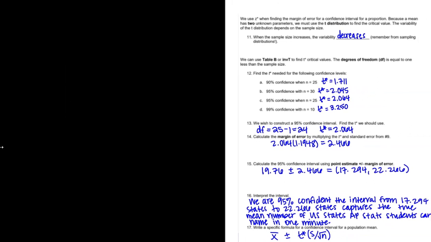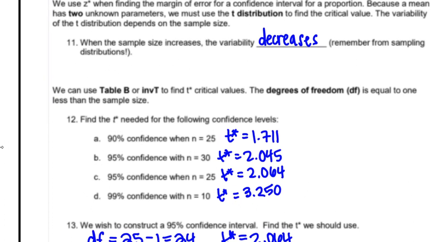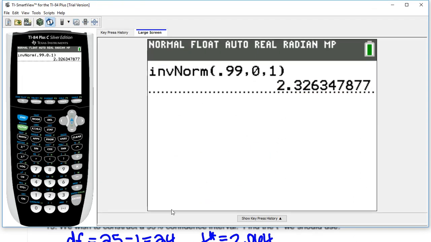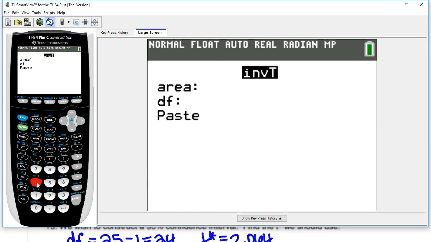Now let's do our statistical work and summary sentence. So first, a little bit of info about the t-distribution. We should know, as n increases, the variability decreases. And your sample size doesn't matter for the normal distribution, but it will matter for the t. We use table B or inverse t to find it. So with inverse t, that's going to be second vars 4. And so I'll show you that really quickly. Second vars 4. It's just like inverse norm.